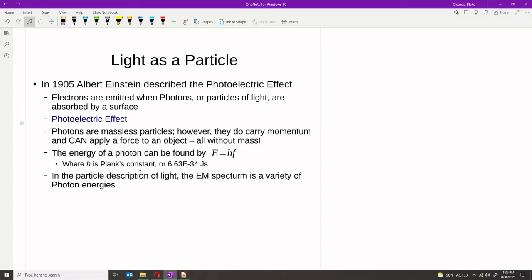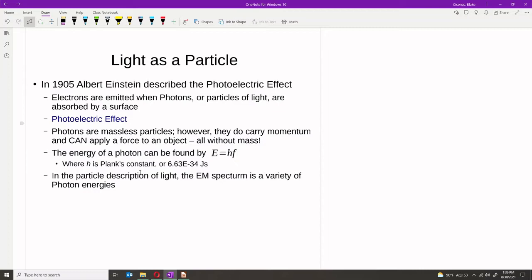Photons, a little bit more: they're massless particles. However, they do carry momentum, and momentum is mass times velocity, and can apply a force to an object, all without mass. That is a topic for another day, but that is the interesting thing about photons. A massless particle can somehow exert a force. Solar winds, that's a force, even though there's no mass. It's kind of weird, but it is what it is.